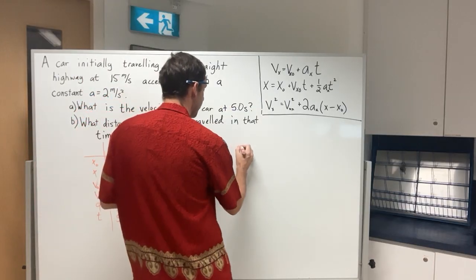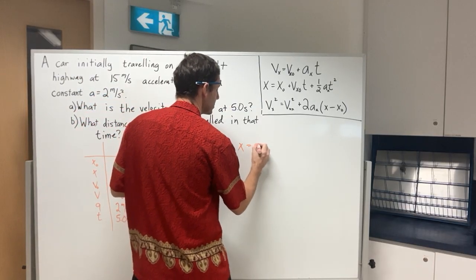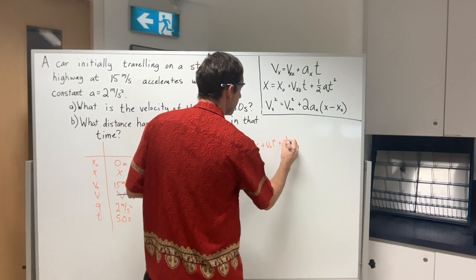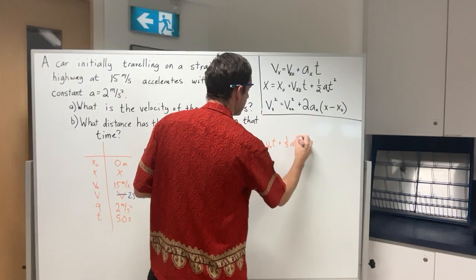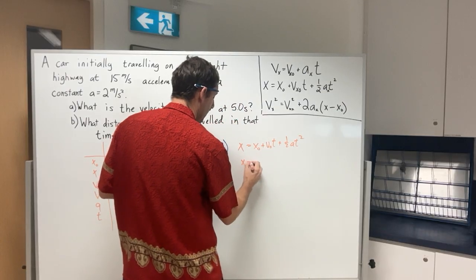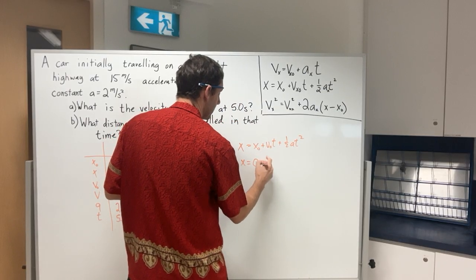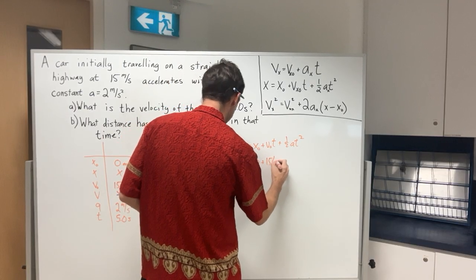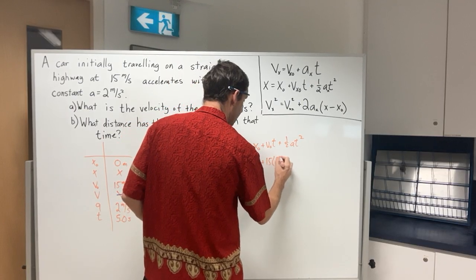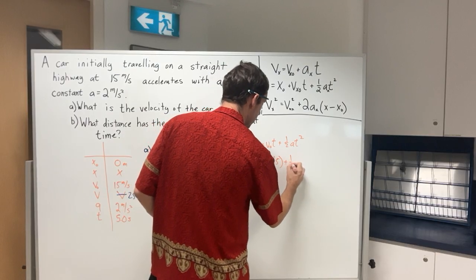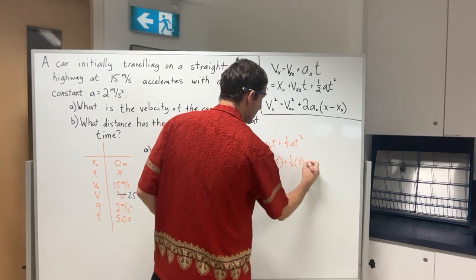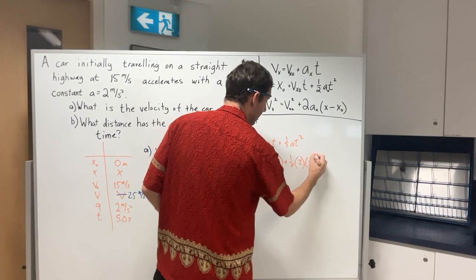And so I'm going to go with x equals x naught plus v naught t plus 1/2 a t squared. X equals 0 plus initial velocity, which was 15, times the time, which is 5, plus 1/2 times the acceleration, which was 2, times the time, which is 5 squared.